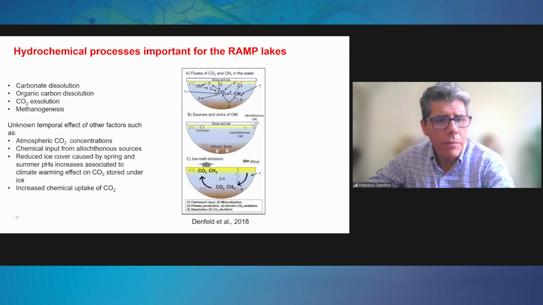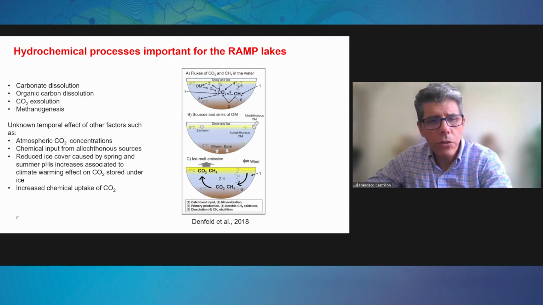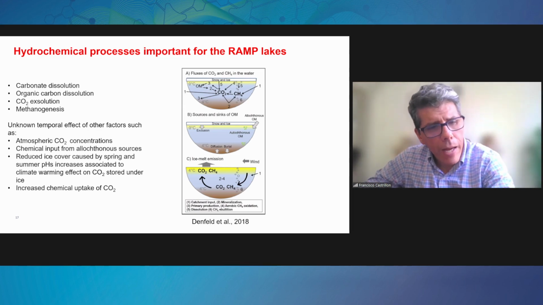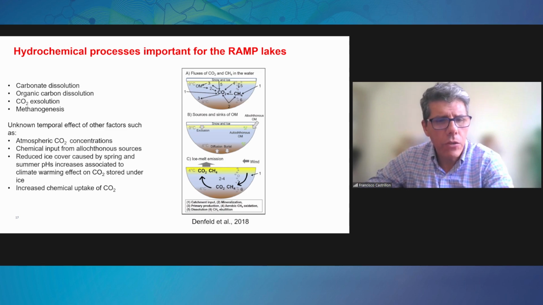that are based locally, because we know that there are some CO2 emissions in this region, and also the chemical input from allochthonous sources, and most importantly perhaps the reduced ice cover caused by spring and summer pH increases associated to climate warming effects on the CO2 storage under ice. That is very important to highlight, because our samplings were always collected after melting, so we don't have samples collected over the winter under the ice.